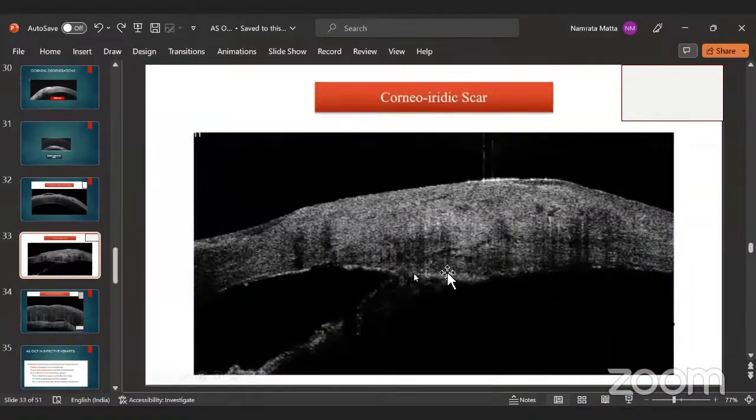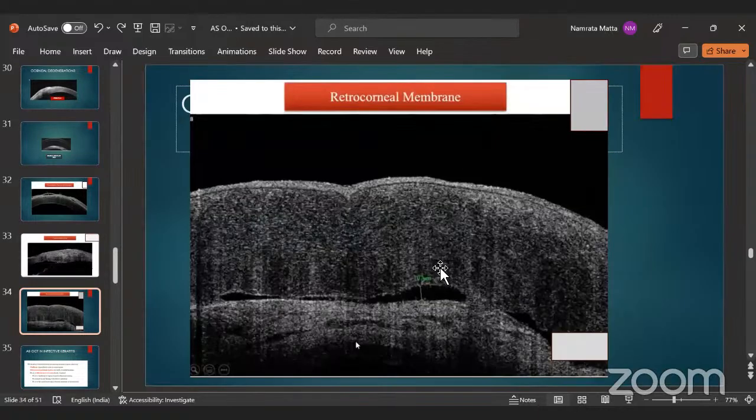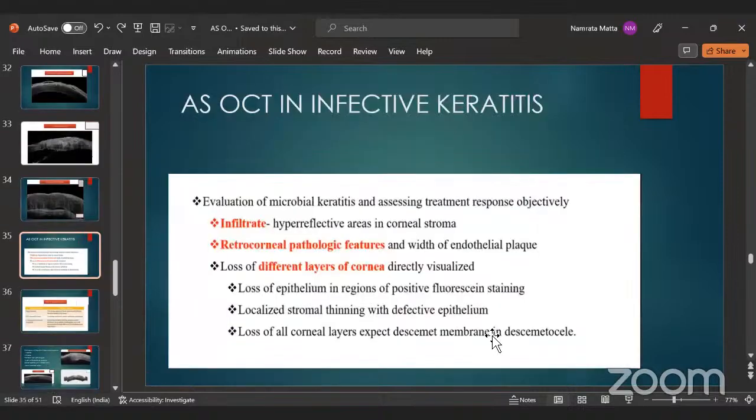This is a corneo-iridic scar, how it looks. This is the iris. This is a retrocorneal membrane. So if we have a corneal opacity, we cannot see what is there behind. We can go for any procedure for the cornea if we know what is behind, if we expect any bleeding or any adhesions, which can be seen intraoperatively with the help of ASOCT.